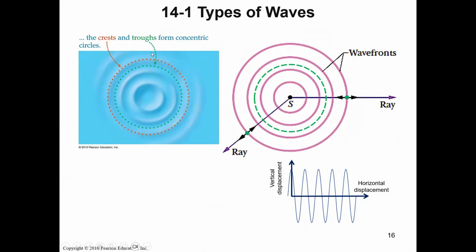So we can call the front of the wave, as the wave is propagating, the wave front. The wave front of this water wave forms a circle, and the propagation direction is towards any direction in space. It's radial, and the movement direction is basically a circle.